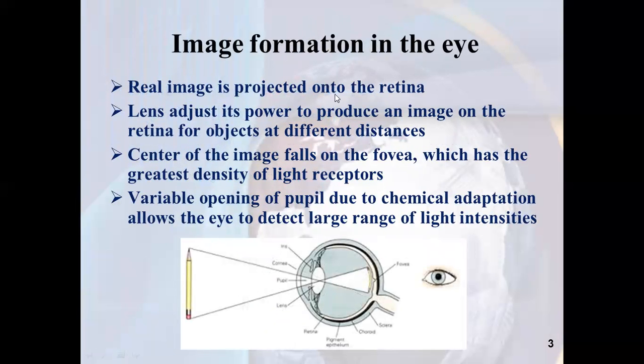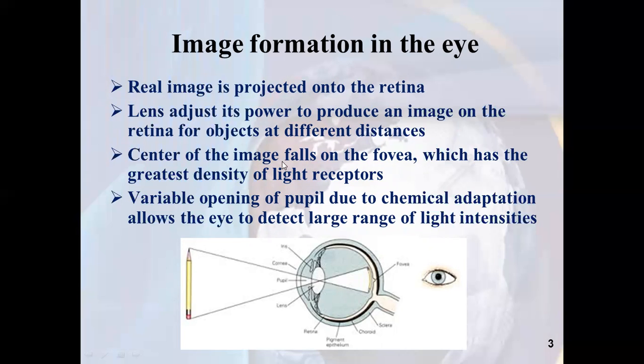So the real image is projected on the retina. This is the retina. The lens, this is the position of the lens, is to adjust its power to produce the image on the retina for objects at different distances. So the objective of the lens is to adjust its power according to the position of the object, if the object is near us or far from us. So the lens adjusts the power.